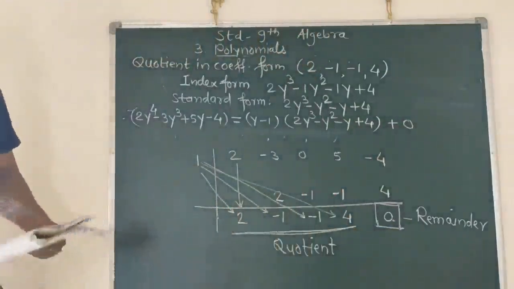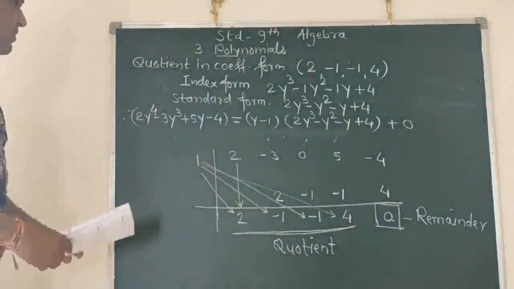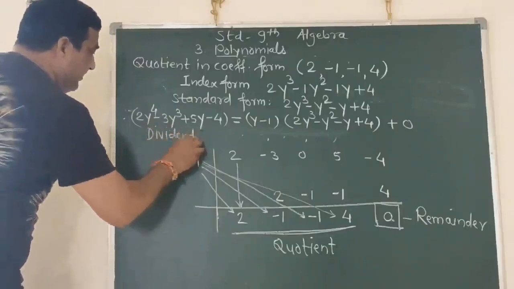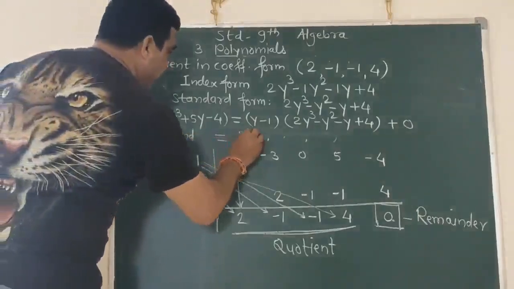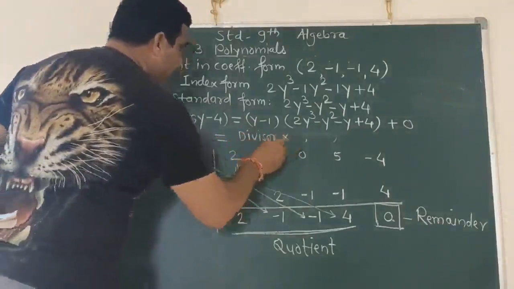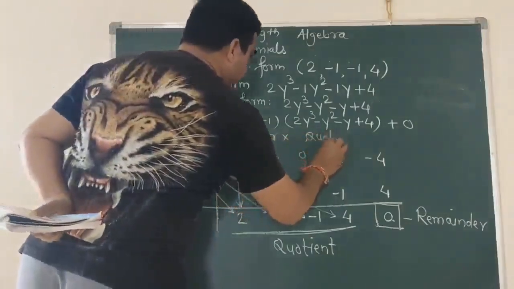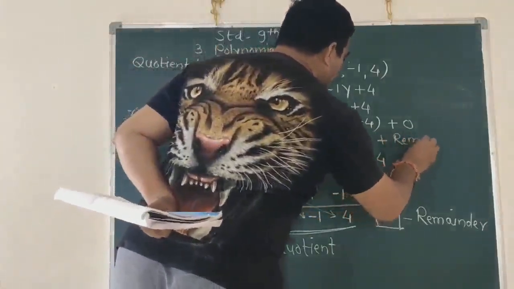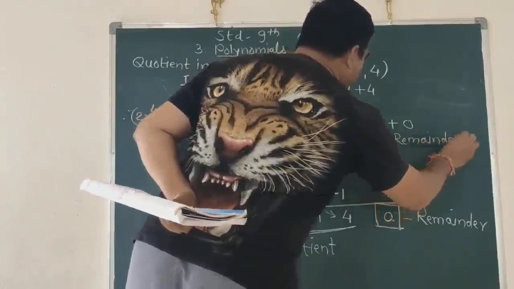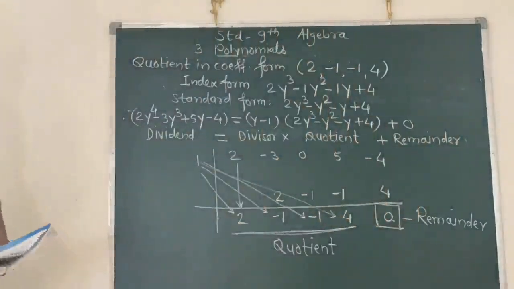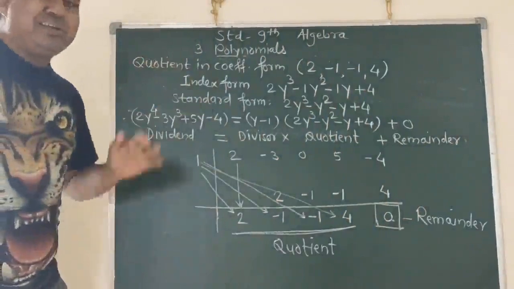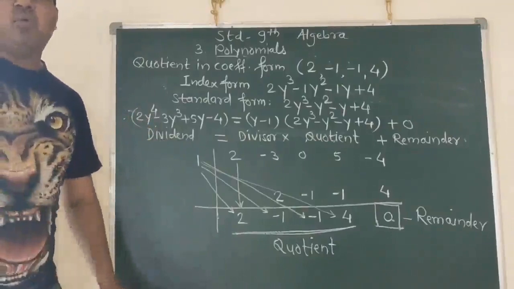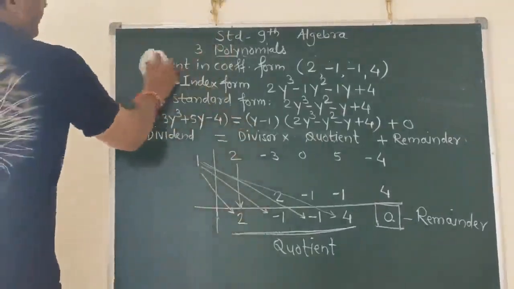So using the formula we have studied earlier, dividend equal to divisor into quotient plus remainder, we have put down the values. So here we have studied the synthetic division method. Now to clear your idea, I will consider some more problems from the practice set.